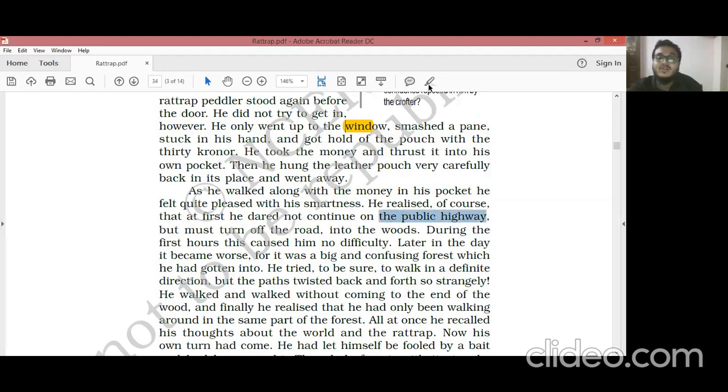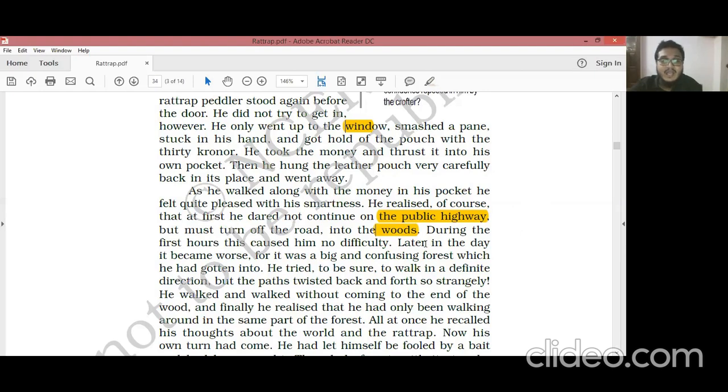Okay, he did not continue on the public highway, but must turn off the road into the woods. He went into the woods. Woods means a jungle. Instead of going to the city or town, he started entering the jungle. During the first hour, this caused him no difficulty. In the beginning, the first hour, there was no problem.